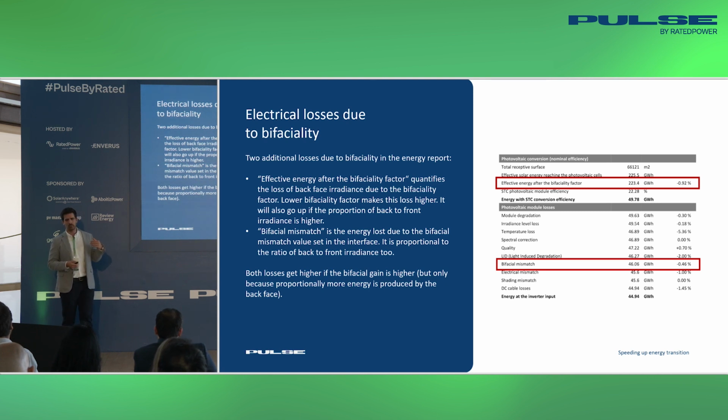So anyway, there are more losses after electrical conversion. We have the bifaciality factor itself quantified here. This will, of course, be proportional to the bifacial gain. And we have bifacial mismatch as well. These losses will counterintuitively go up if you have higher bifacial gain because they are proportional to the backface production, right? So if you have higher backface production, these losses will be higher as well. So that's something to keep in mind. Nothing wrong with that happening. It's just that you are having more backface production, and so your losses due to backface effects are increasing.